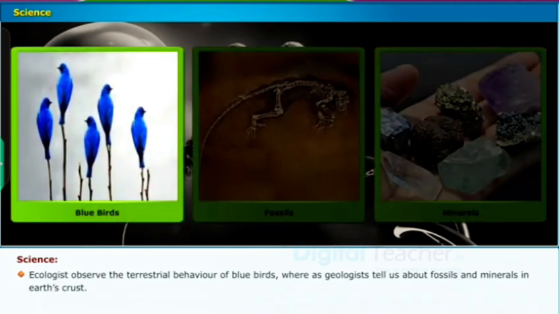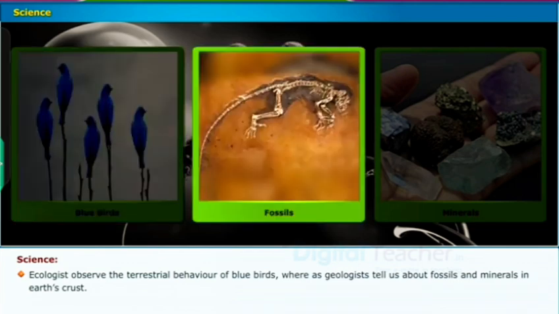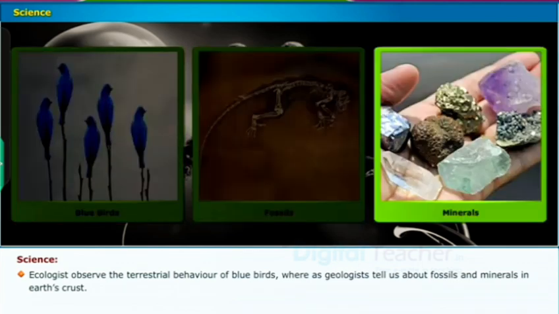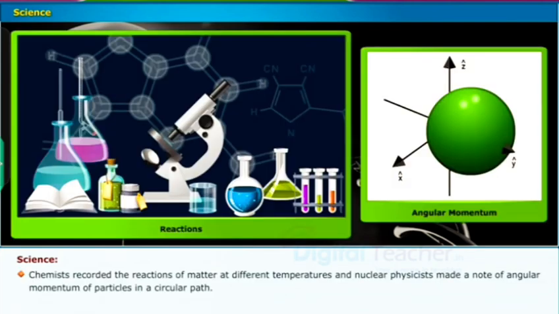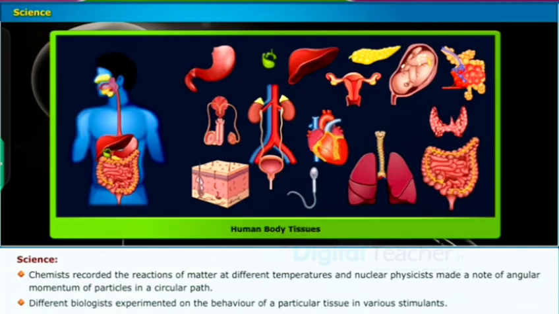Ecologists observe the terrestrial behavior of bluebirds, whereas geologists tell us about fossils and minerals in Earth's crust. An astrophysicist enables us to see the photographs of distant galaxies. Chemists recorded the reactions of matter at different temperatures, and nuclear physicists made a note of angular momentum of particles in a circular path. Different biologists experimented on the behavior of a particular tissue in various stimulants.